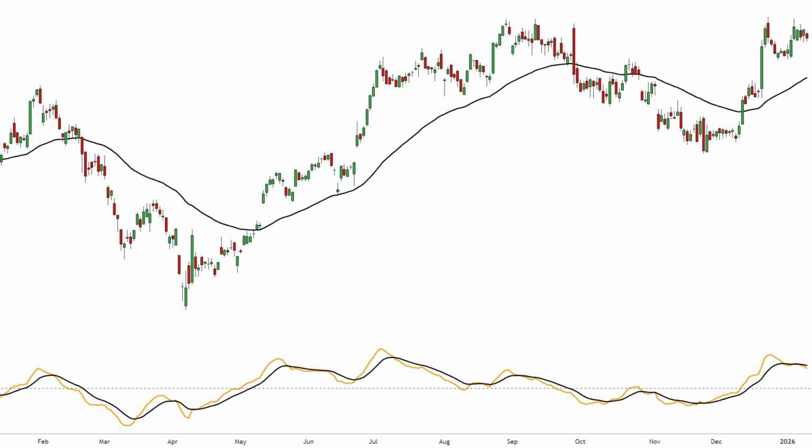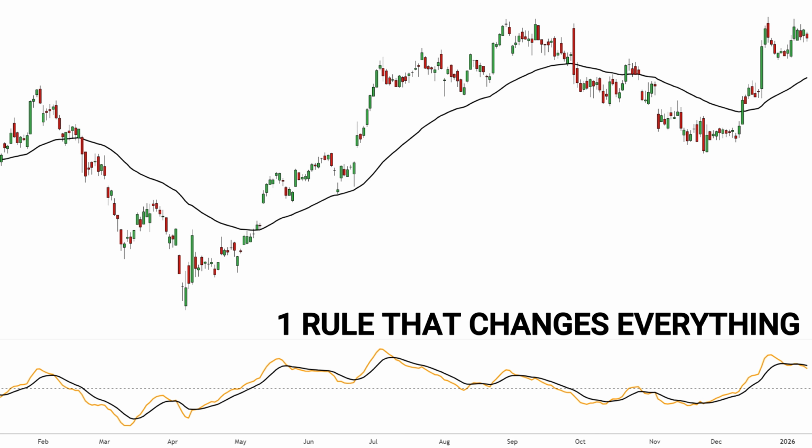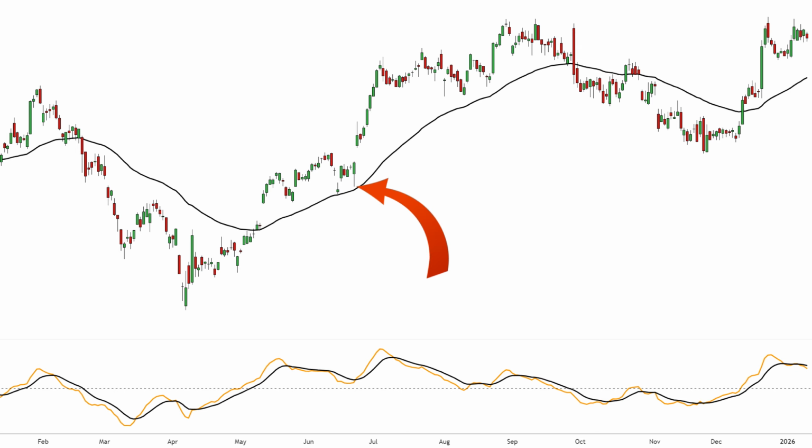The MACD strategy, this one here, it has one rule that really changes everything. You only trade when price bounces off or near the 50 EMA. That's it. And this filter alone is going to eliminate a lot of losing trades for you. You combine this with a faster MACD setting, and you've got a strategy that actually works in today's markets.